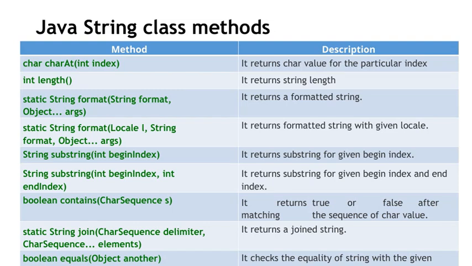Let's take a closer look at some of the key methods available in the Java string class. First, the charAt method. It allows us to retrieve the character at a specific index within a string.